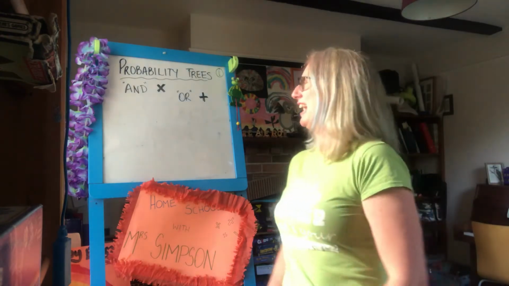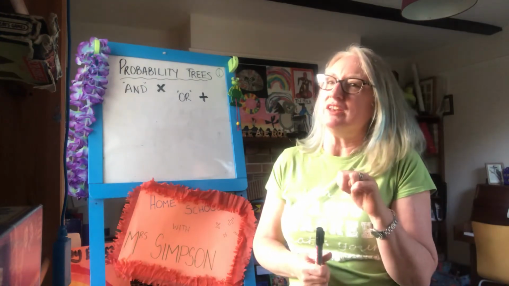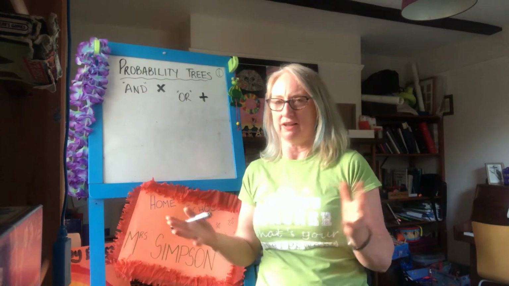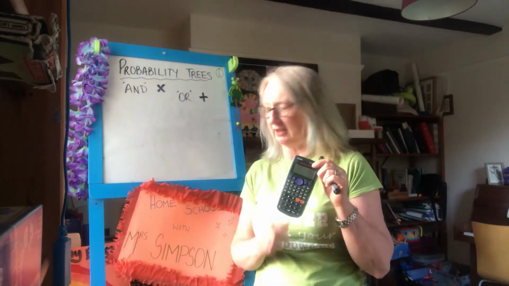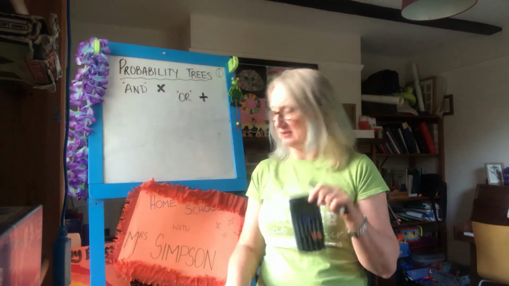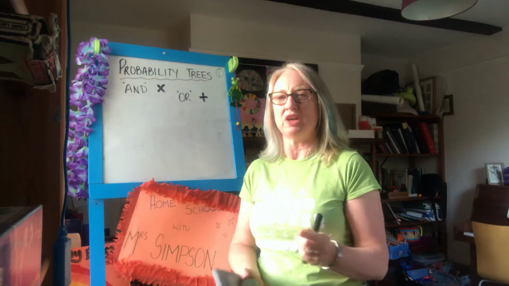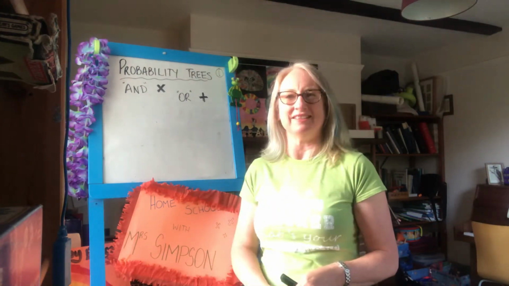I'll do my best. Today I'm doing probability trees. Two things you're going to have to remember are the word "and" and the word "or", because they're our probabilities. Today all you're going to need is a calculator, a pen or pencil to write with, and some paper to write on. So press pause, go and get yourself organised, maybe grab a cuppa and come back for the lesson.